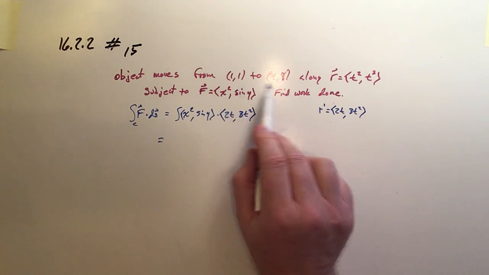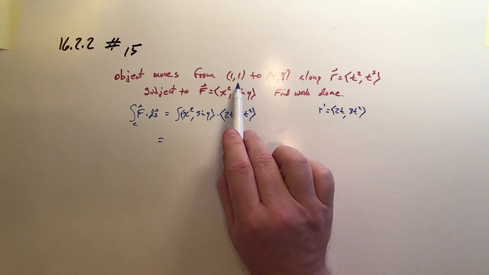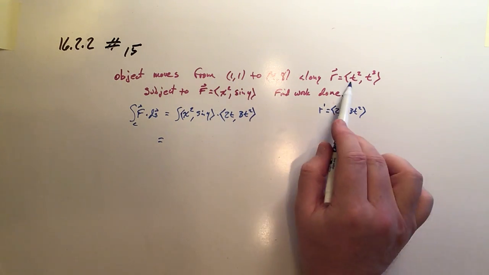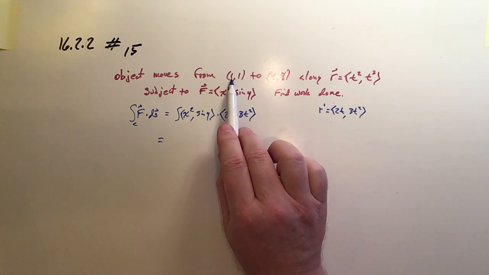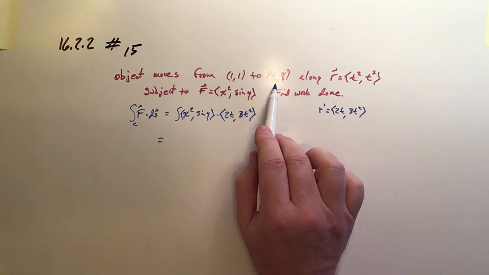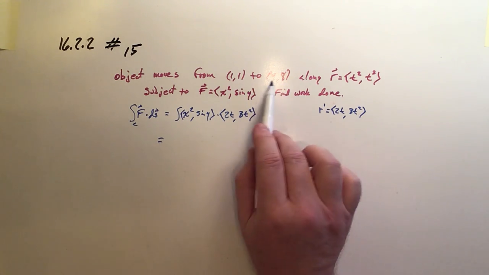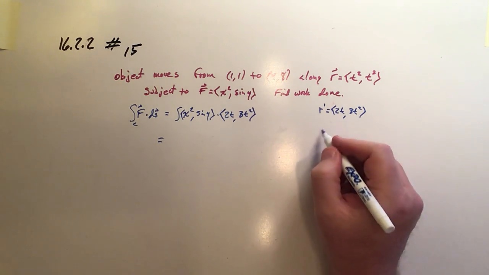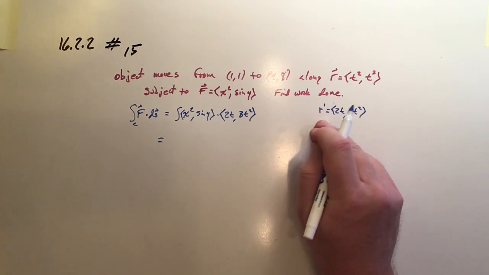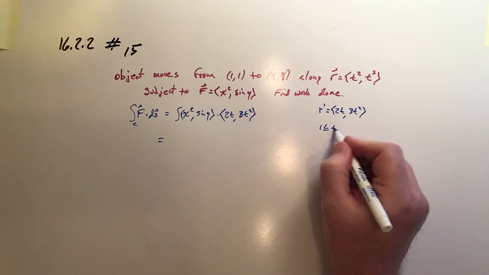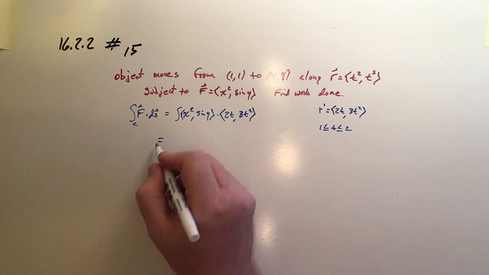The final thing we need are the limits. If I'm going to write this all in terms of t, to get from (1, 1) to (4, 8) along this path, I need to start at t equals 1, and I need to finish at t equals 2. And you'll notice that produces this endpoint. So my t value ranges from 1 to 2. So that'll be the limits of integration.